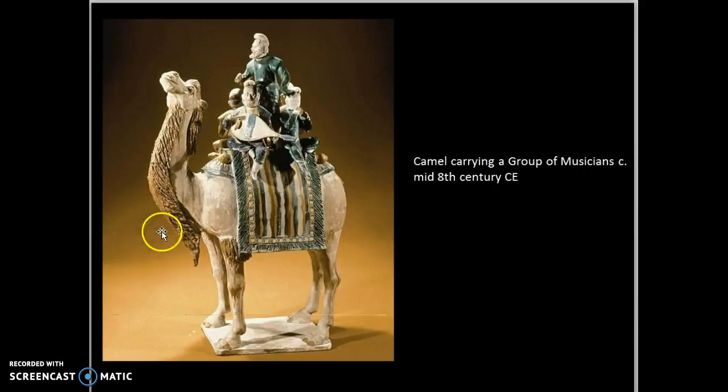It is also depicting a 2-humped camel, which is exotic to China. It's from Central Asia, and it was a beast of burden on the Silk Road. The statue reveals a new interest in naturalism, and it's alive with gesture and expression in the musician's performance. You can see this guy has an instrument and he is playing it as they are traveling.